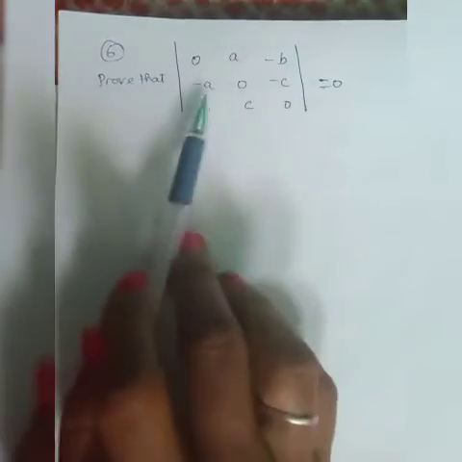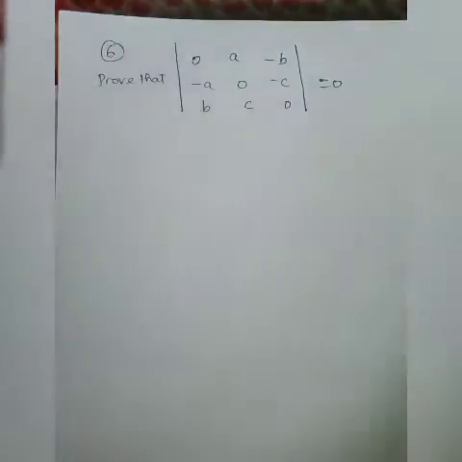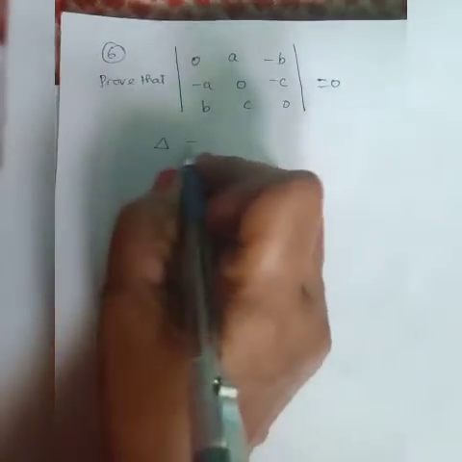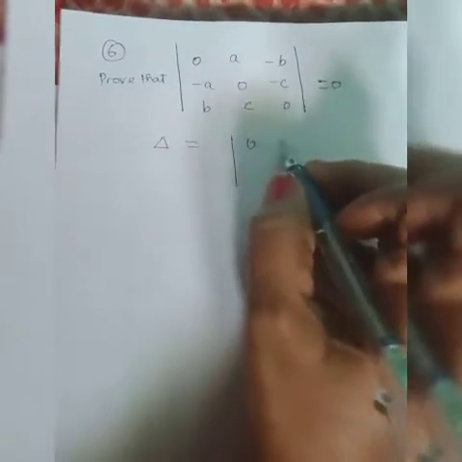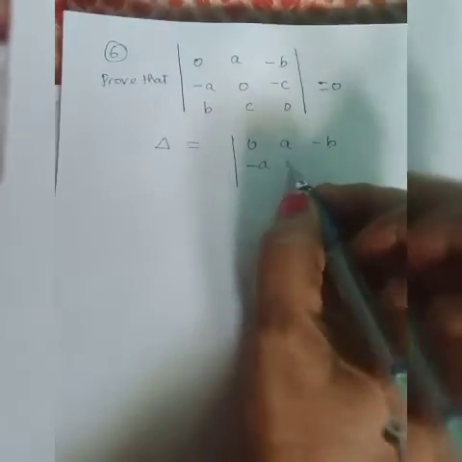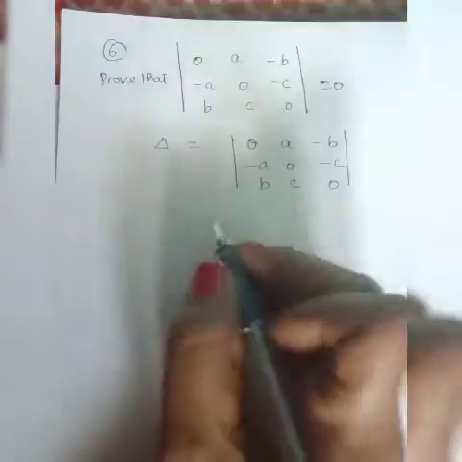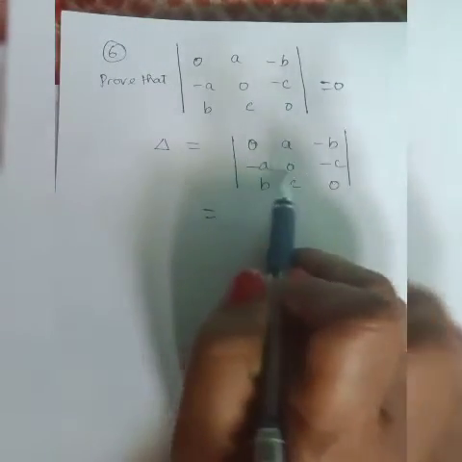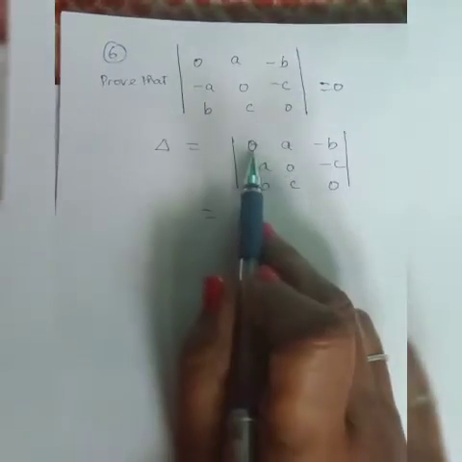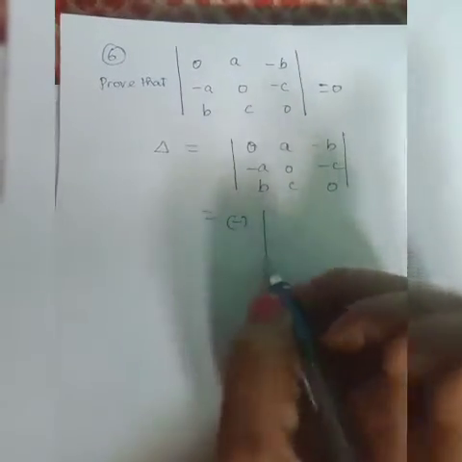Now we prove that the determinant |0 A -B; -A 0 -C; B C 0| has a value of 0. Let me consider the left hand side as delta. Now what I am going to do is take minus outside from each row. From this row, if I take minus outside, 1 minus will be there.